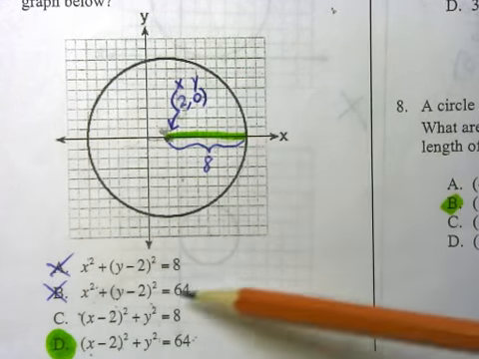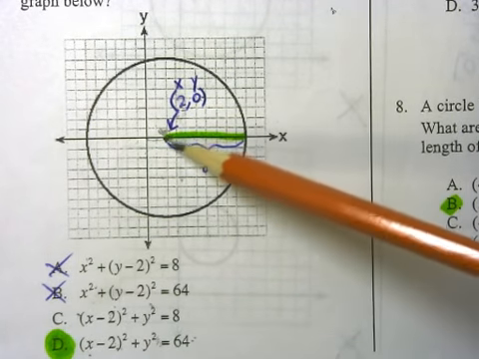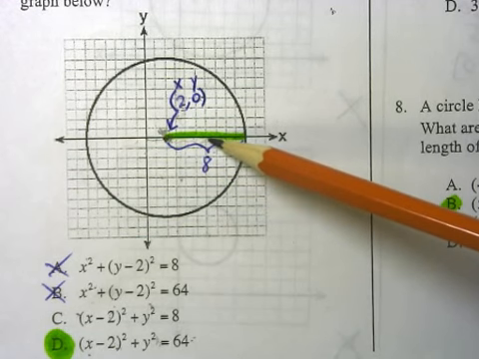So it's going to be either choice C or D. Look at my y value. My y value is 0. That means that I'm not going to have any number next to my y. I don't have any numbers here next to my y, which is also why it's C and D.